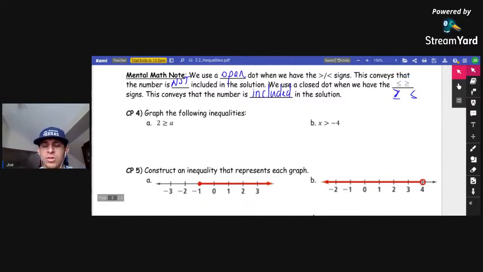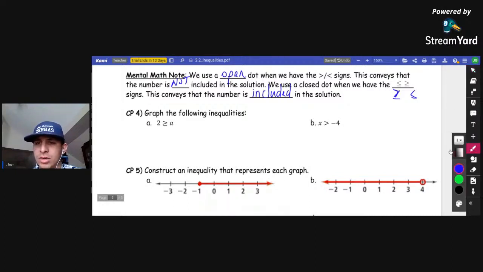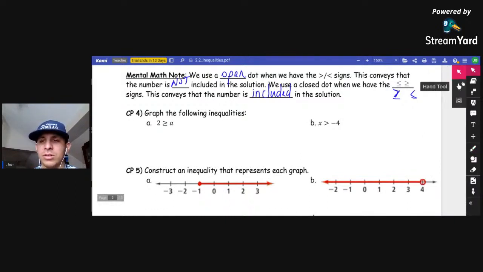Okay. So once again, if we have the equal sign underneath the inequality, that little dash, almost half of an equal sign, we want to use a closed dot to indicate that the number is included in the solution. Okay, I'm going to do one piece of checkpoint 4 and one piece of checkpoint 5 before moving on to the nitty-gritty, which is solving these linear inequalities.